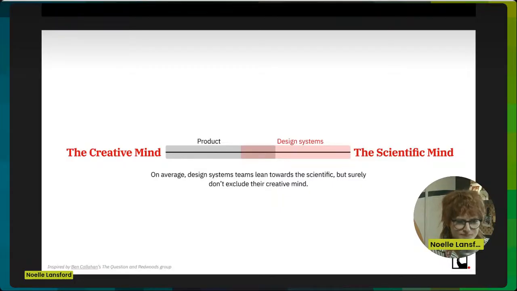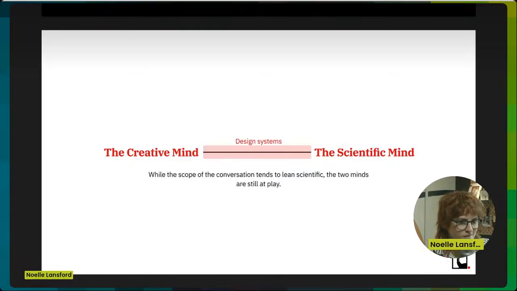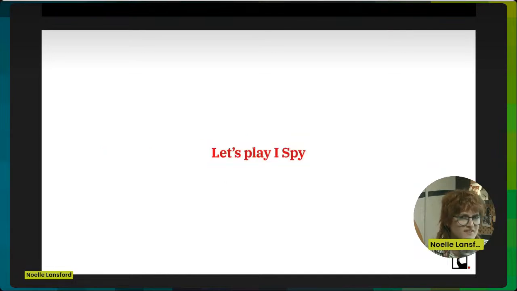But back to this, I want to mention this again of what you'll notice is I'm not saying that design systems teams are completely scientific either. And that's going to be our focus of the day, is more on the design systems teams. But even if we truncated this, right, you'll notice it's still a scale and it's still a spectrum, even if we truncate it. So we definitely have the creative mind represented in design systems, even though we're more on the scientific mind side.